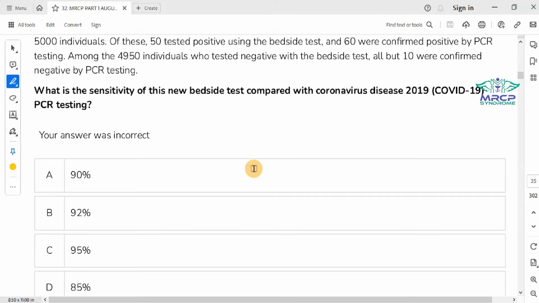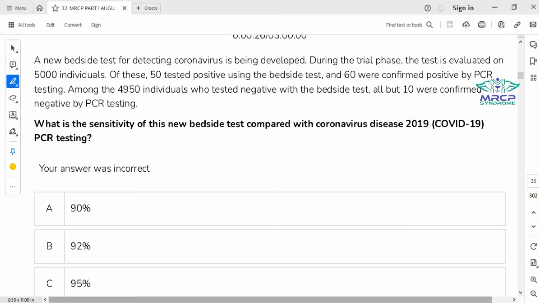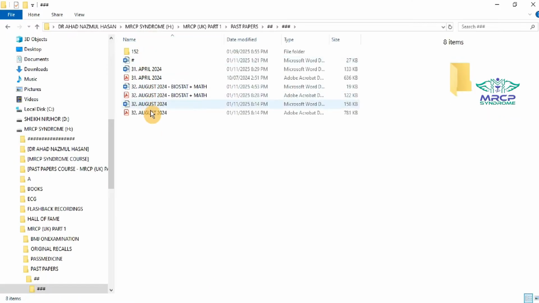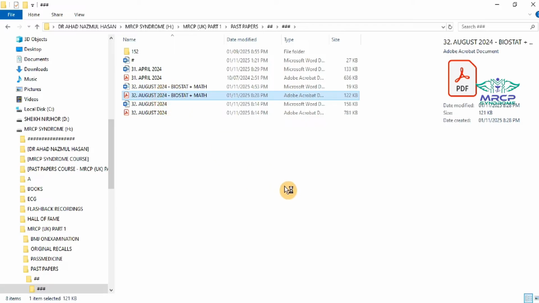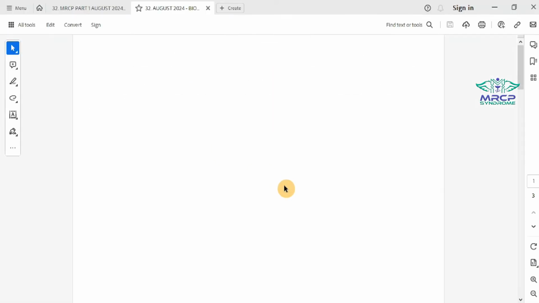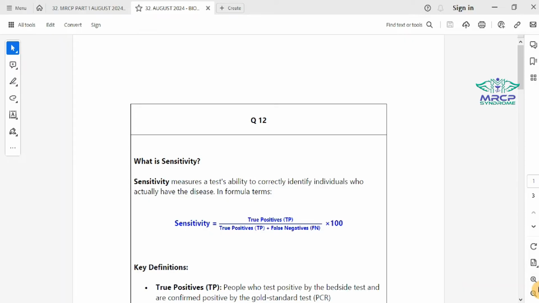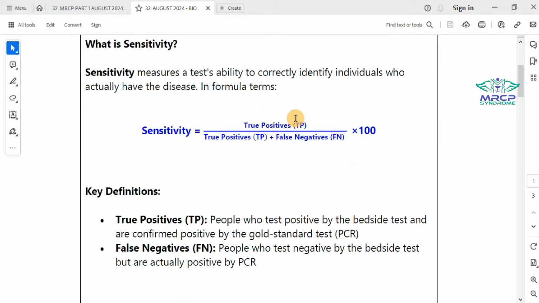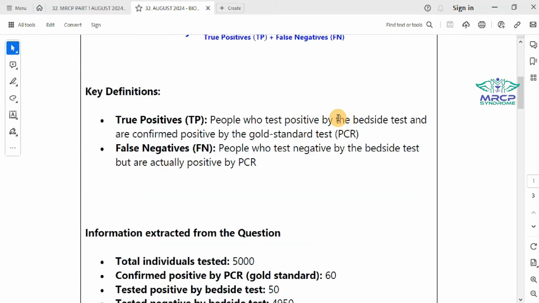So how to calculate the sensitivity formula? Sensitivity is true positive divided by true positive plus false negative. This is the test's ability to correctly identify individuals who actually have the disease. So true positive divided by true positive plus false negative, and when expressed as a percentage, multiply by 100.